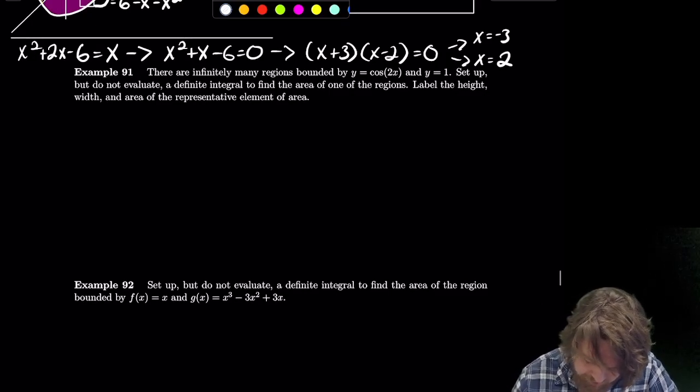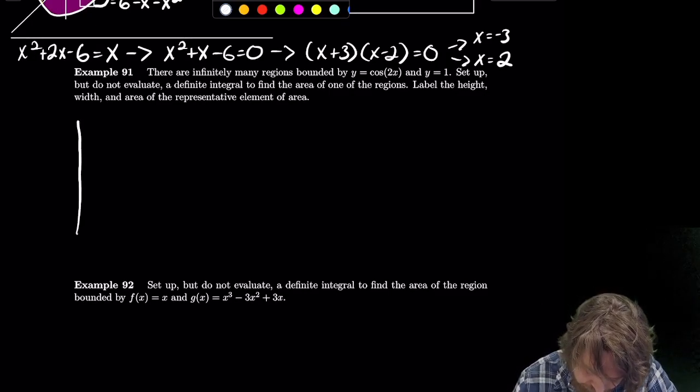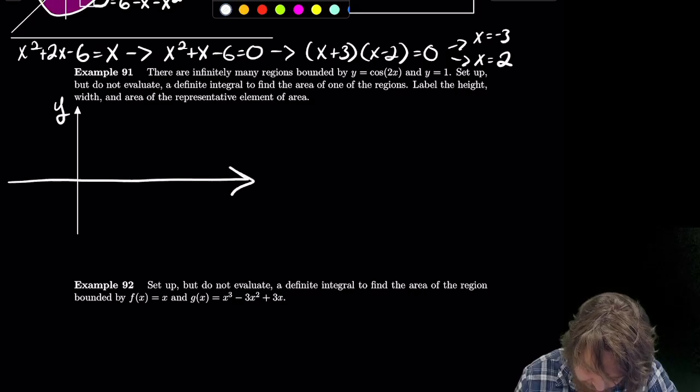So let's go through and begin thinking our way through it. The first thing that we have to know here is we have to have some sort of an idea as to what the graph of cosine is going to look like.